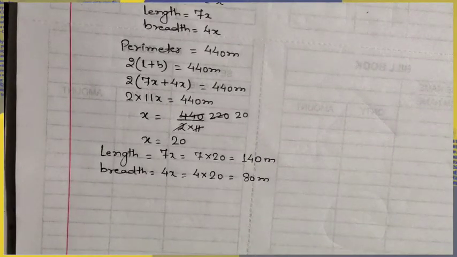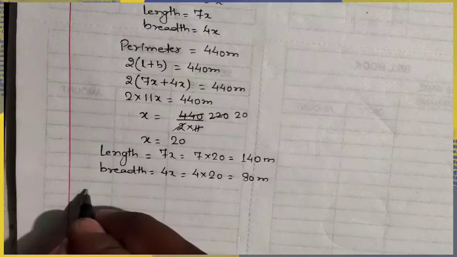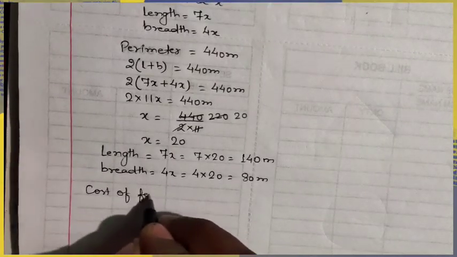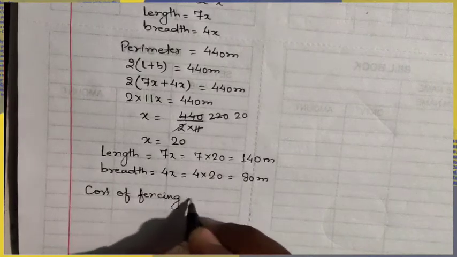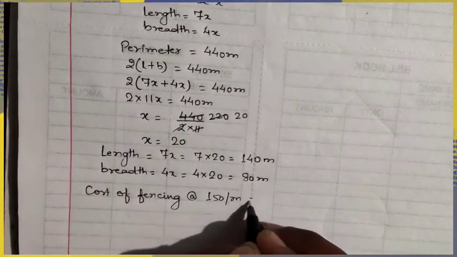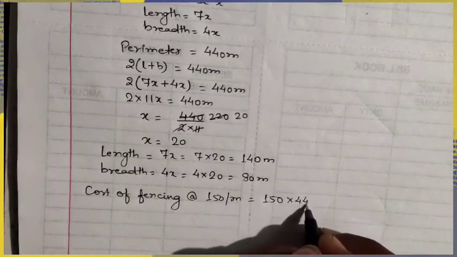Now again the question is saying also find the cost of fencing it. Again the term fencing is used. Fencing means boundary. Fencing it at the rate of 150 per meter. As we have the value of perimeter, 440, we will simply multiply the cost with the perimeter. Cost of fencing at the rate 150 per meter is equal to cost multiplied by perimeter.